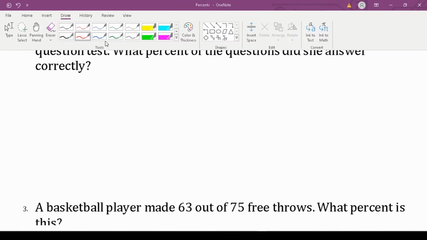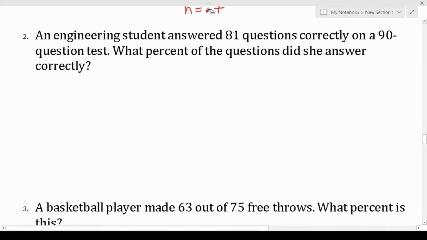All right, and let me erase that to get it out of our way for this next problem. Number 2 says an engineering student answered 81 questions correctly on a 90 question test. What percent of the questions did she answer correctly? So in other words, we want to know, 81 is what percent of 90?